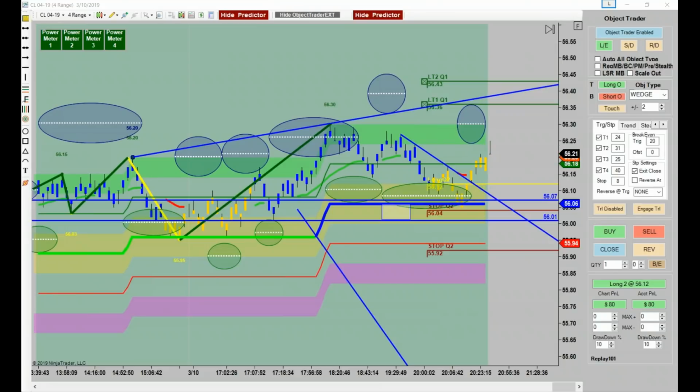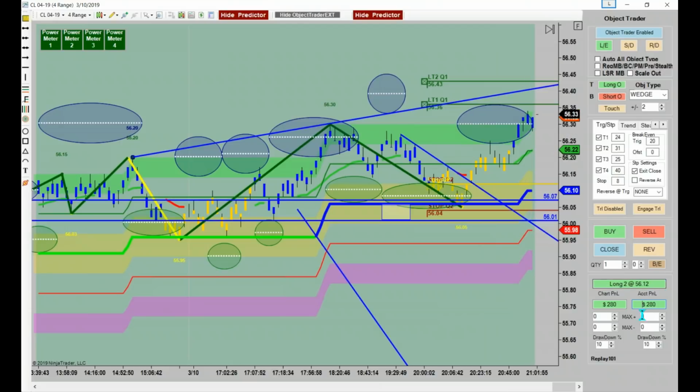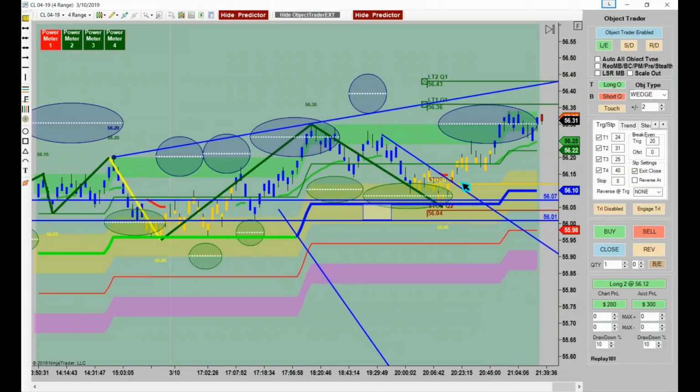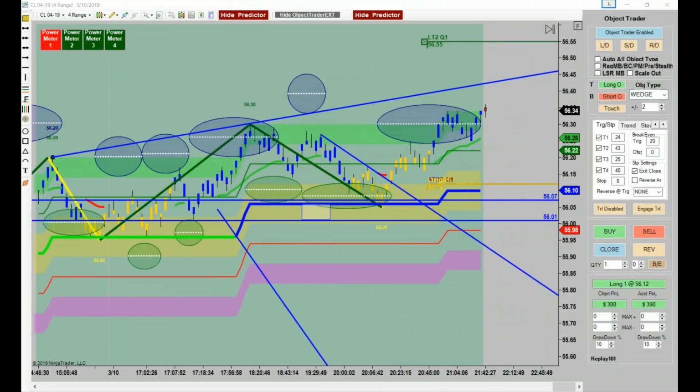Let's see what it did. Now you can take some coin anytime you get around $100 or so. I usually like to personally go for about somewhere around that, and I'll usually take some coin off the table. If I can get around $250, $300, that type of thing. And where would your stop be now? Anybody?